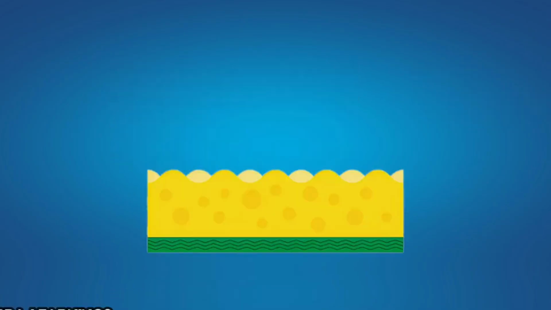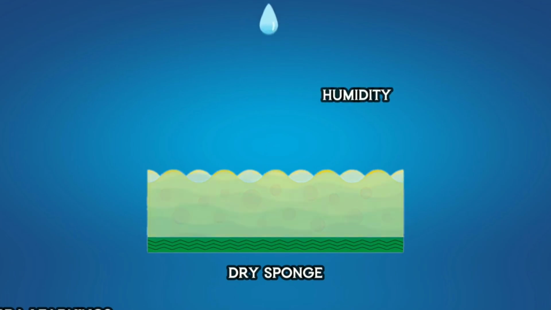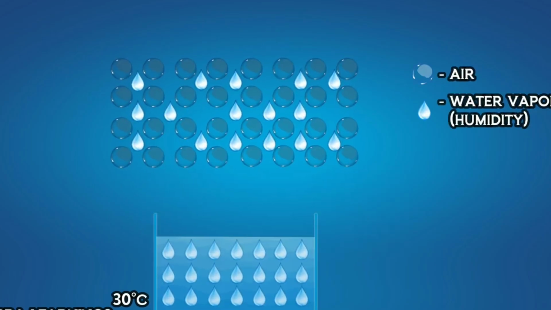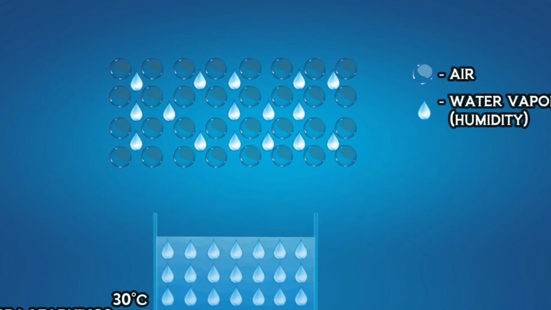Here's a perfect example. Imagine a dry sponge. This dry sponge represents the dry air in the atmosphere. As we add water drops to the sponge, it absorbs and stores them. The water we add represents humidity. When the sponge becomes saturated, it cannot absorb any more water. Similarly, when the humidity level in the air is high, it becomes difficult for additional water to evaporate.